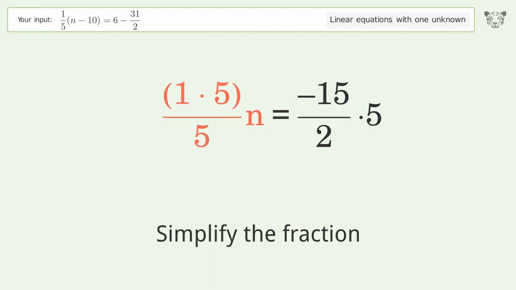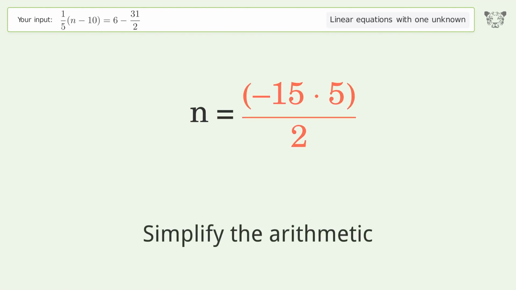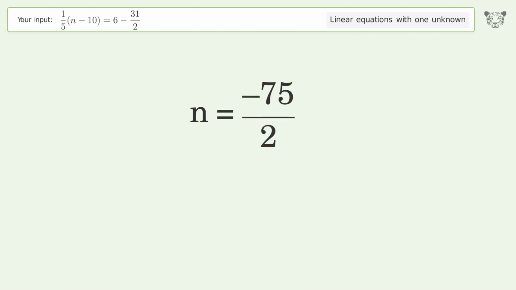Simplify the fraction. Multiply the fractions. Simplify the arithmetic. And so the final result is n equals -75/2.